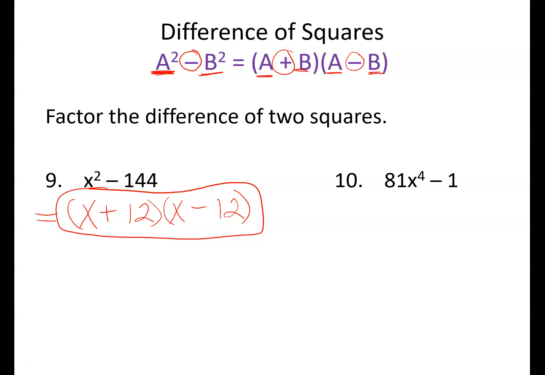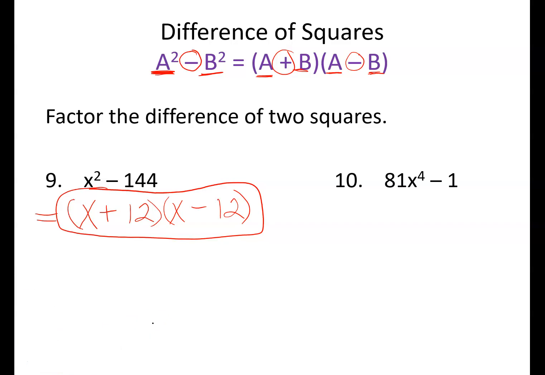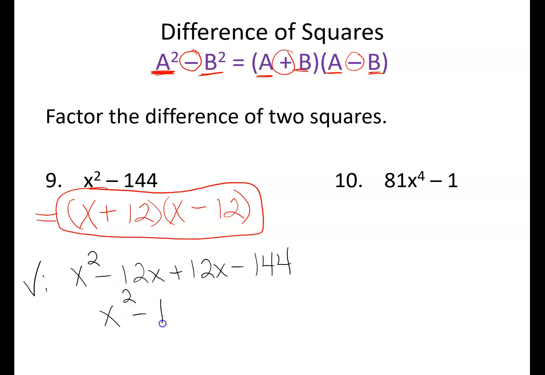Let's go ahead and check that one real quick. We won't check all of them, but just so that we can see that it does work. I'm going to switch to black and show our check here. So if I were to FOIL, I would do first, x times x. Outside would be a negative 12x. Inside would be a positive 12x. And last, minus 144. Combine the middle terms, which would equal 0, and you'd get your x squared minus 144. So it works.